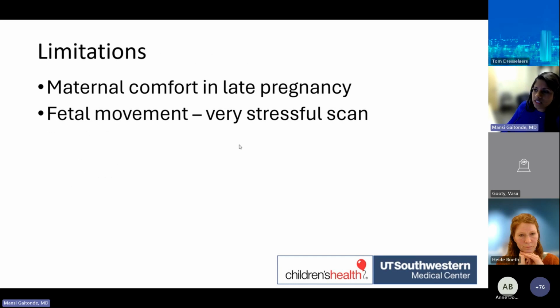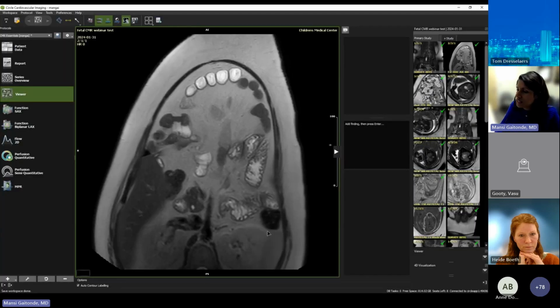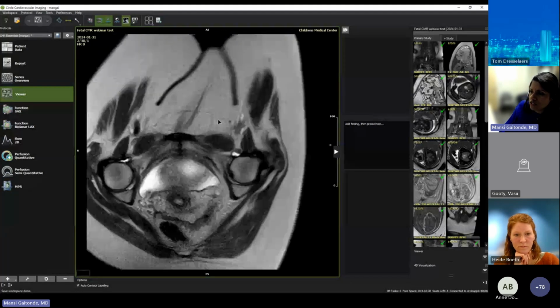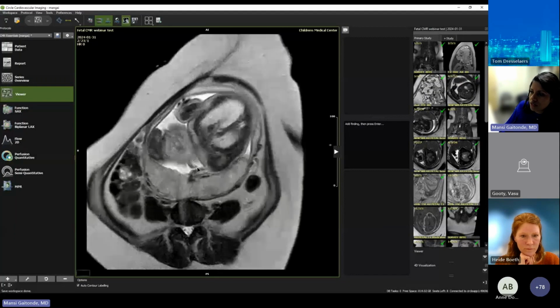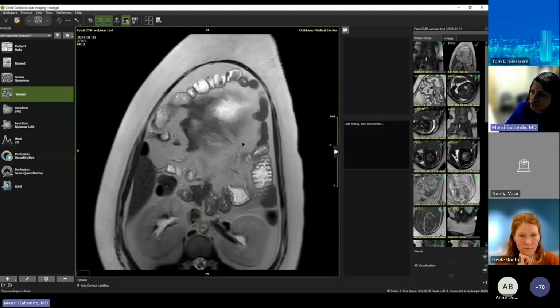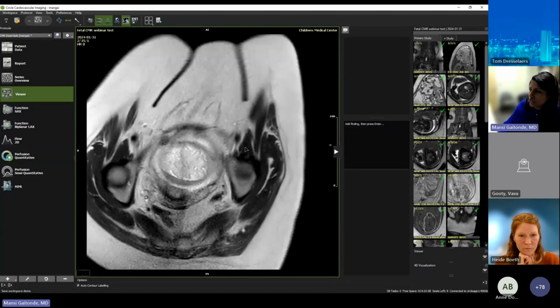Obviously in late pregnancy, the mom can get uncomfortable, and then fetal movement can make the scan very stressful. So I'll show you our images here. Hopefully this is showing up for you well. This is our initial survey image that I talked about for the radiologist. It starts all the way at the perineum, and then they get a good look at most of the organs here, to make sure there's no problems with the kidneys, lungs, brain, etc.